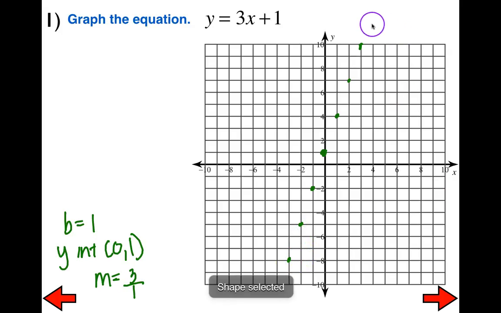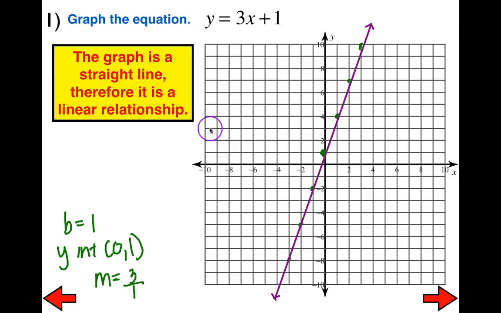Once you have all of these, simply draw your line through the points and make sure you have your arrowheads to show that they're going on forever. So notice for this particular problem, it did form a straight line. Since this graph is a straight line, it is a linear relationship. Notice in the word linear, the word line is in it. So for a linear relationship, you should expect a straight line. Based off of this graph, you can see that this is definitely a linear relationship. Why? Because it's a straight line.